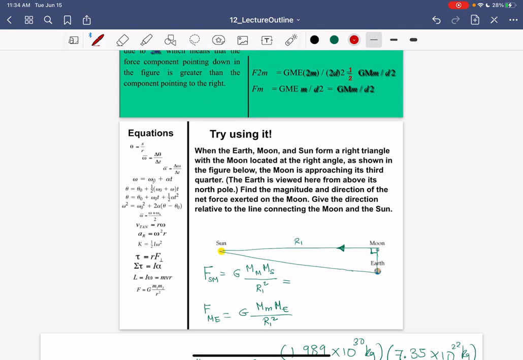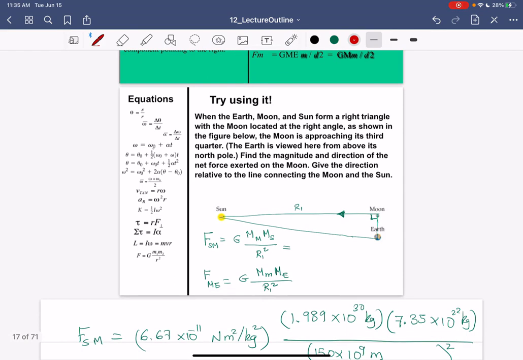When the Earth, moon, and sun form a right triangle with the moon located at the right angle as shown in the figure below, the moon is approaching its third quarter. The Earth is viewed here from above its north pole. Find the magnitude and direction of the net force exerted on the moon. Give the direction relative to the line connecting the moon and the sun. Exerted on the moon, not by the moon, sorry.